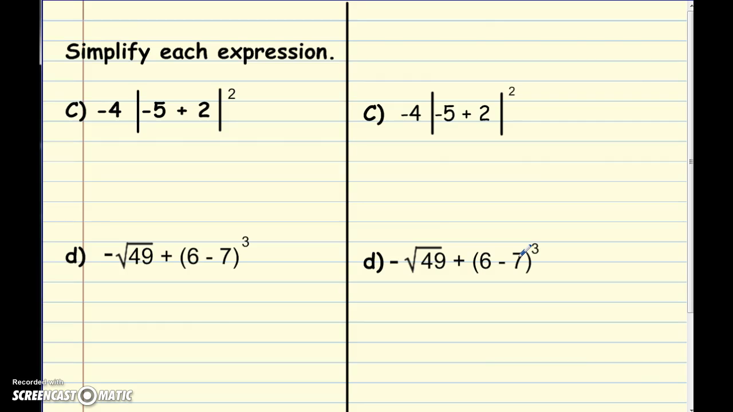So example C, negative 4, absolute value of negative 5 plus 2 squared. One thing that I didn't mention before, anytime there's a number next to an absolute value, we want to treat it like multiplication, just like if it's next to the parentheses. And then we're going to continue following the order of operations. As I said previously, the square root and absolute value symbols are grouping symbols. So the first thing we need to do is figure out the value of what's inside. I'm going to keep my negative 4 outside the absolute value.